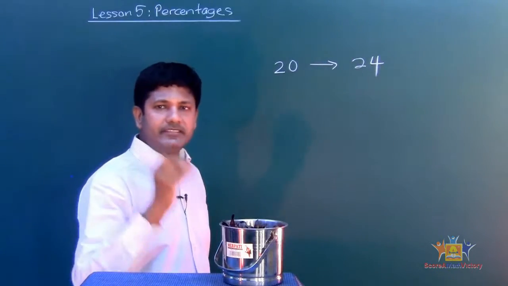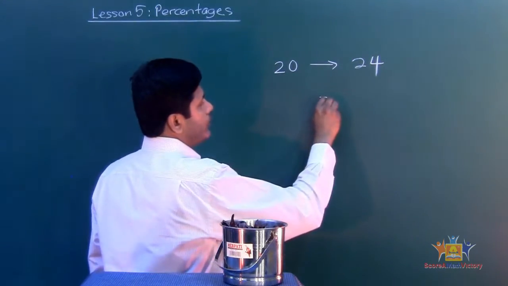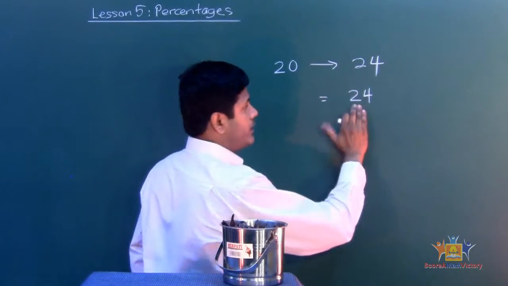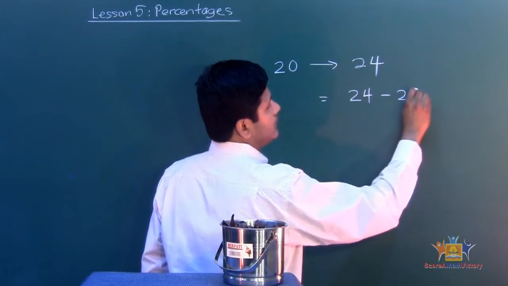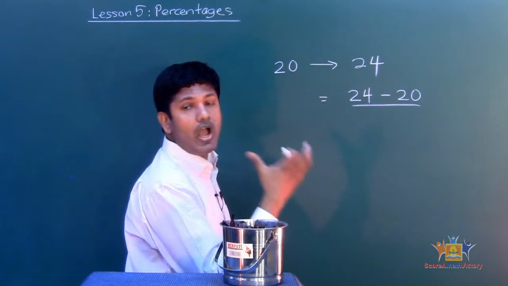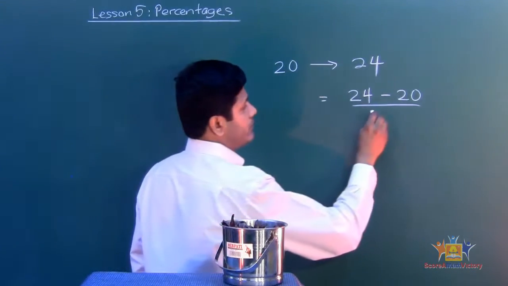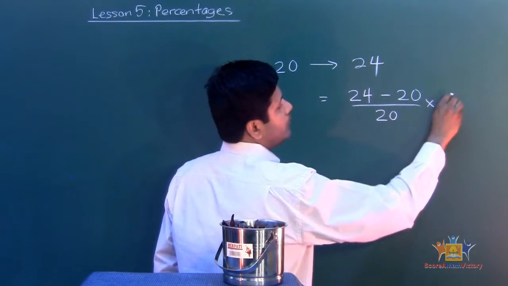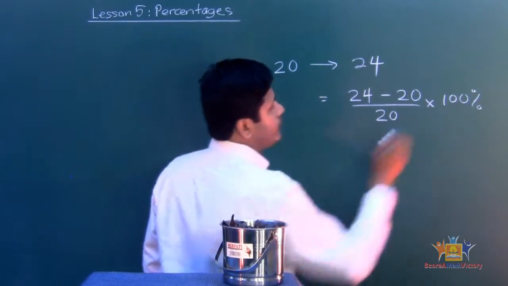To find the percentage of the increase, what you want to do is you take the difference of the highest minus the lowest and you divide it by the original 100%. What was the original 100%? 20. And then you're going to times it with 100%. So that's one way of doing it.